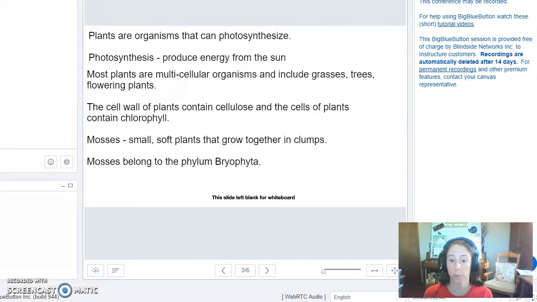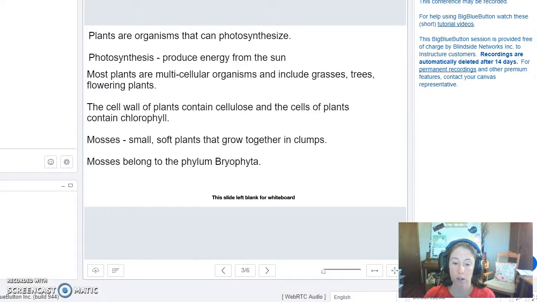The cell wall of plants contains cellulose, and the cells of plants contain chlorophyll. So we'll talk about that more in depth as we go, but just know that cellulose is important for structure of the plant, for keeping it upright, and helping with turgor pressure, and then chlorophyll is important in terms of photosynthesis and producing energy. So just in case you were curious.